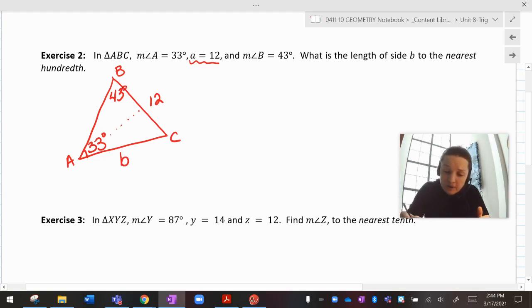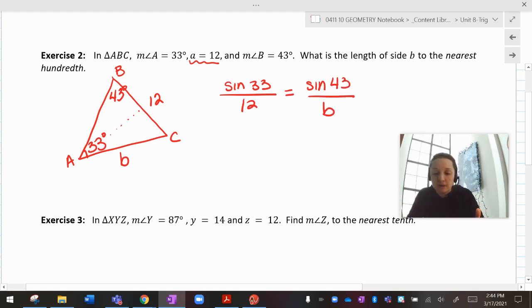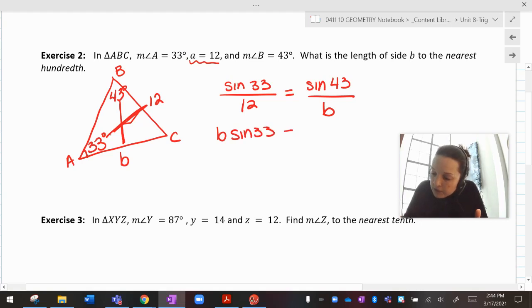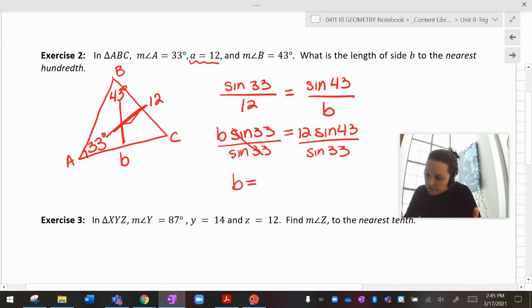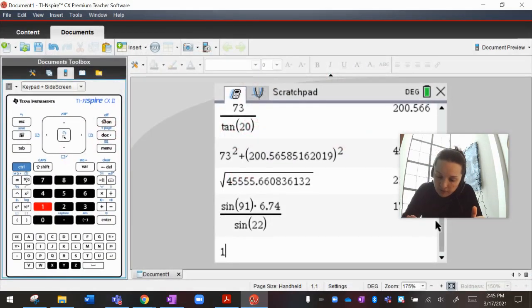I'm going to use the law of sines. The sine of an angle over its opposite side equals the sine of another angle over its opposite side. 33 and 12 are across from each other. 43 and b are across from each other. b times the sine of 33 equals 12 times the sine of 43. I've got to solve for b, so I'm going to divide. And I get b equals 12 sine 43 divided by sine 33.